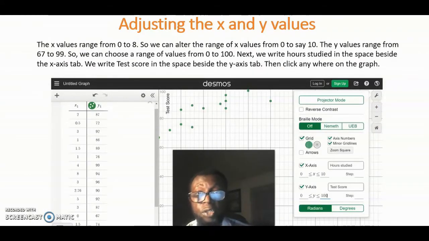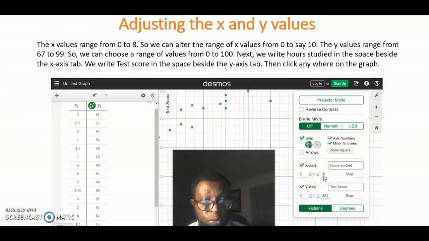Sometimes it becomes necessary to adjust the x and the y values either because they are so small or they may be so big. Now, let's take a look at these values here. We see that the smallest x number is 0 and the biggest x number in this example here is 8. So we can adjust the x values to range from 0 to 10, and this is where the adjustment of the x values takes place. You can see I've adjusted the values to range from 0 to 10.